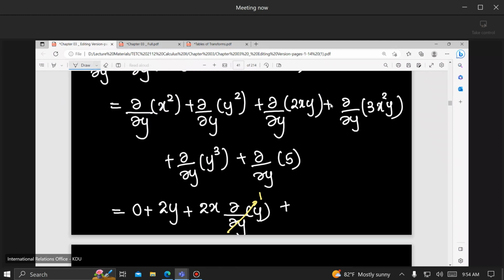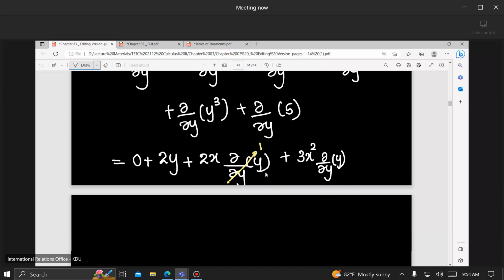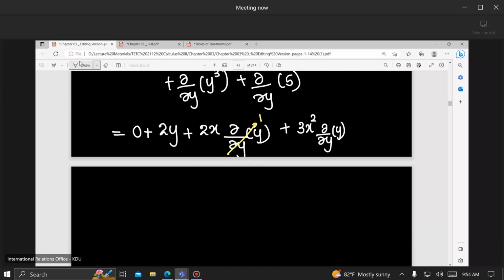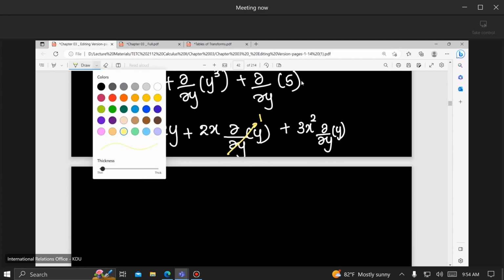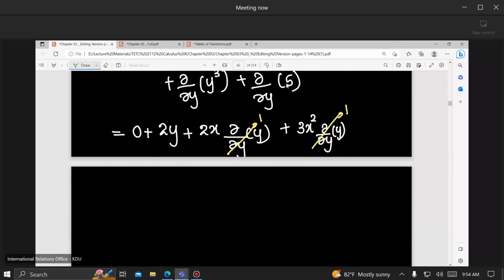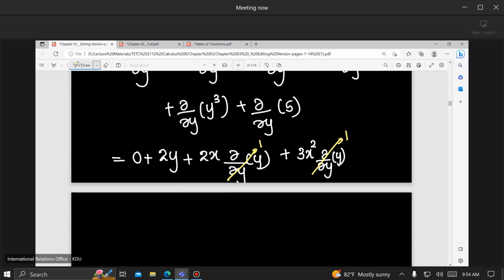3x squared y. Here 3 is a constant. Since we assume x is a constant, x squared is also a constant. So we can bring 3x squared out. The remaining is ∂/∂y of y, with respect to y. That again becomes 1. Next one.